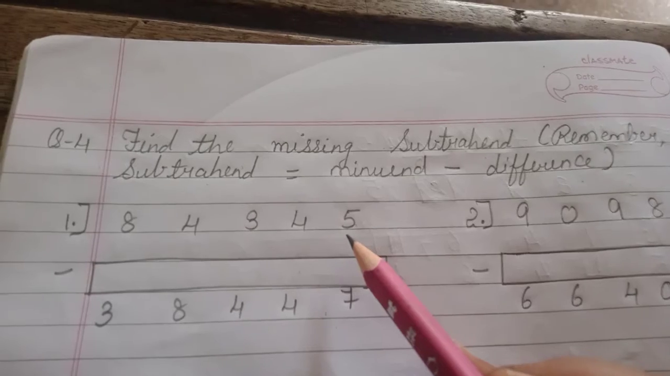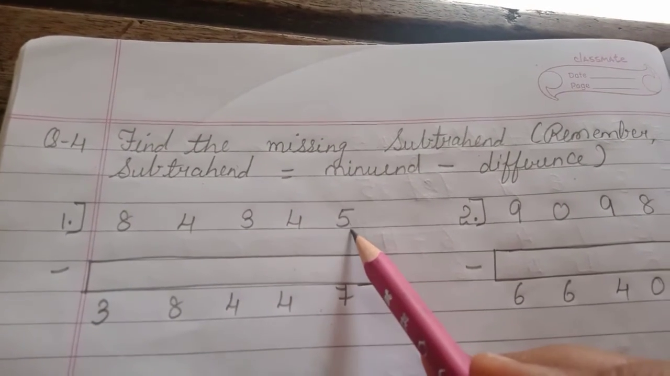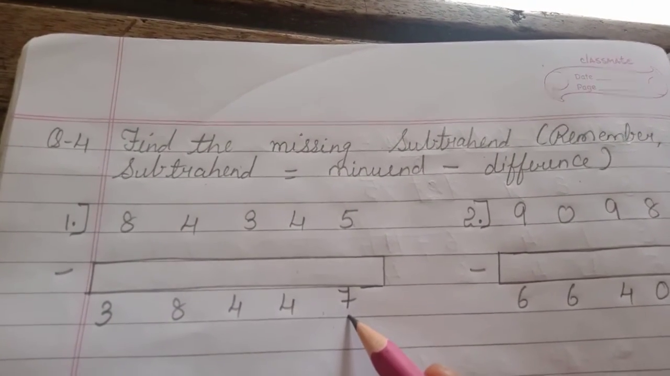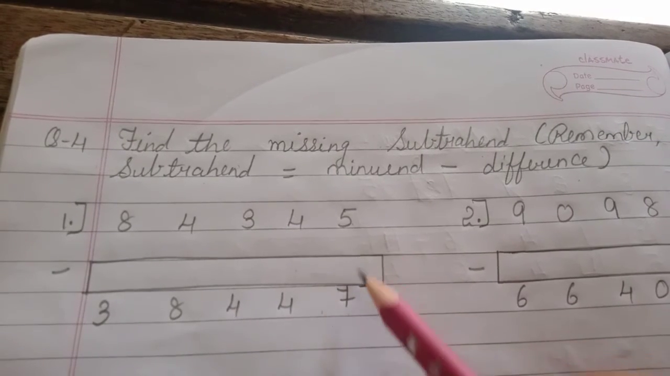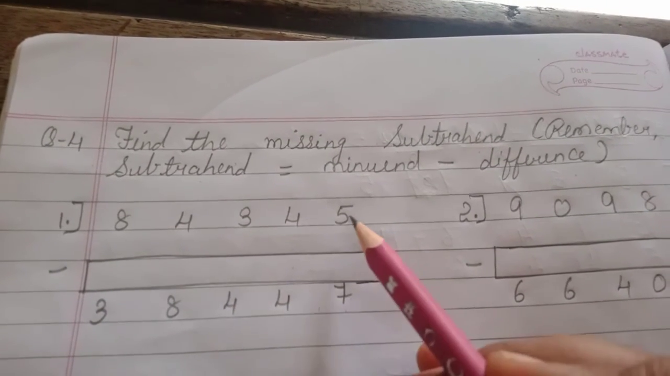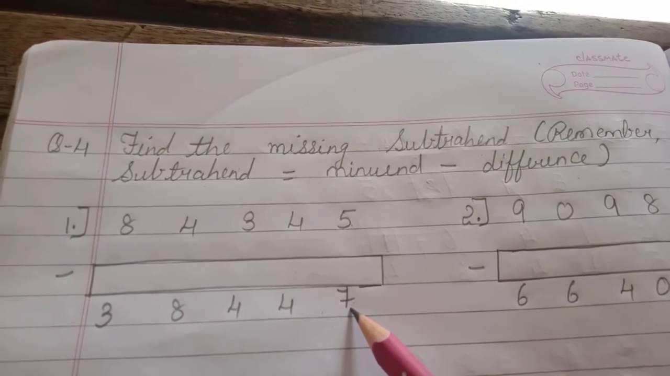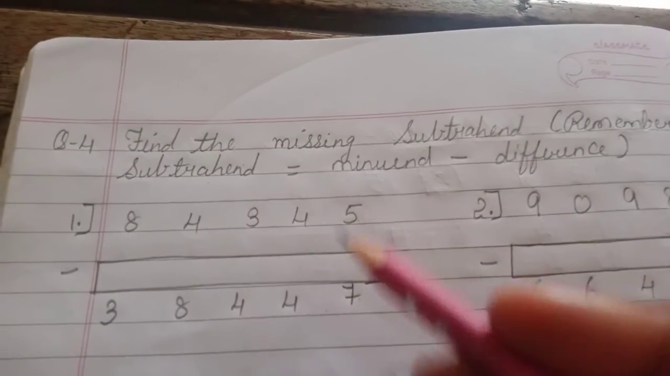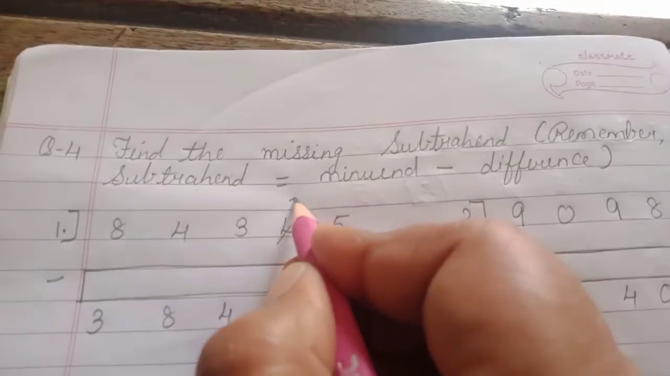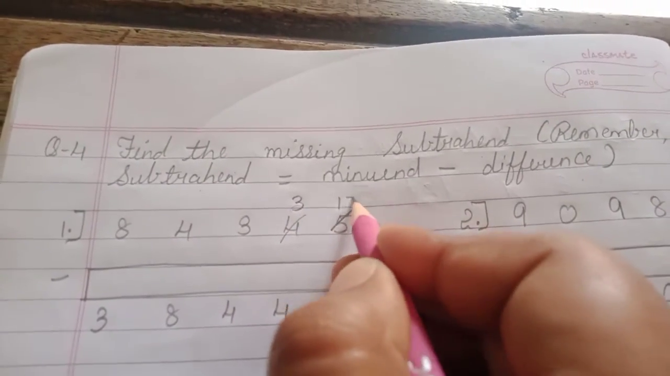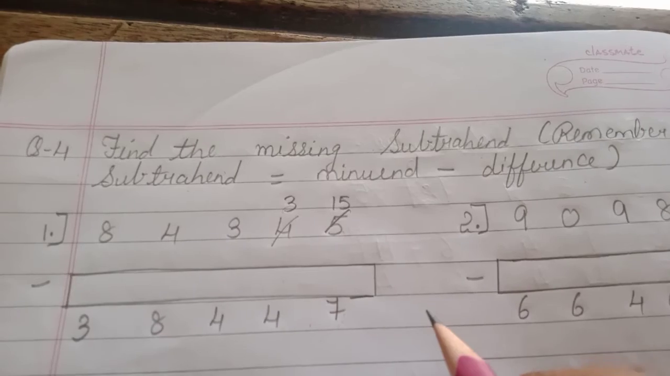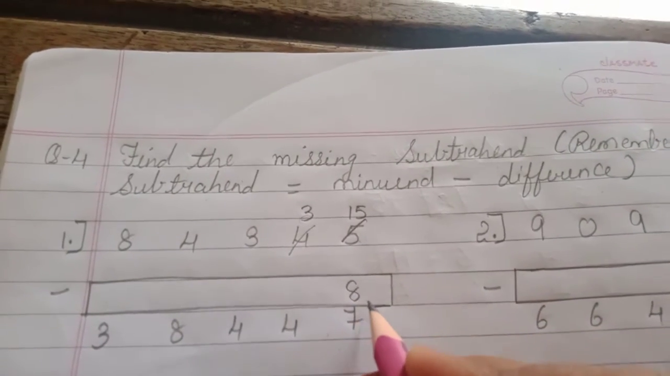So in the first number, in ones place, minuend is 5 and difference is 7. So now we have to subtract 5 minus 7. Is it possible? No, 5 is the smaller number compared to 7. So we can't subtract. So what will we do? We will borrow from 4. So this 4 will become 3 and this 5 will become 15. So 15 minus 7, we will get 8 as the subtrahend.